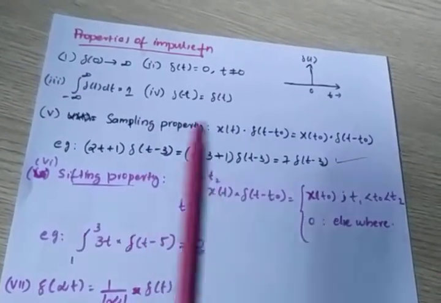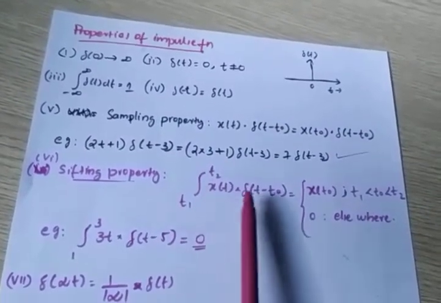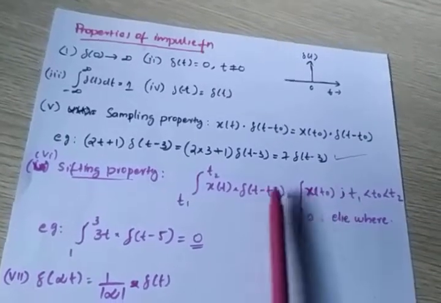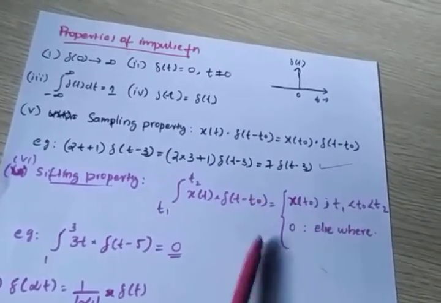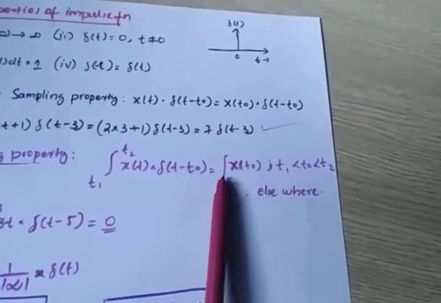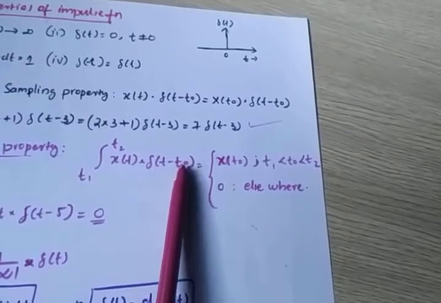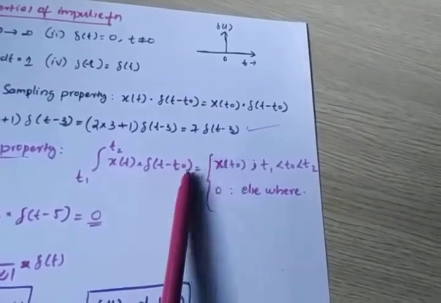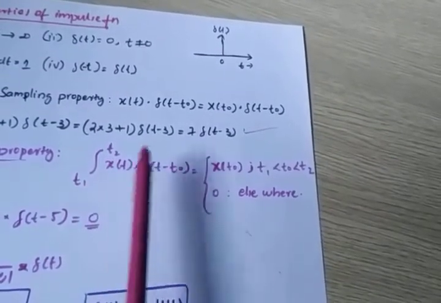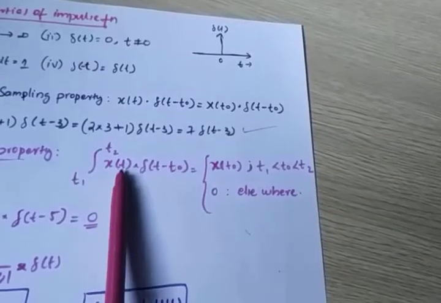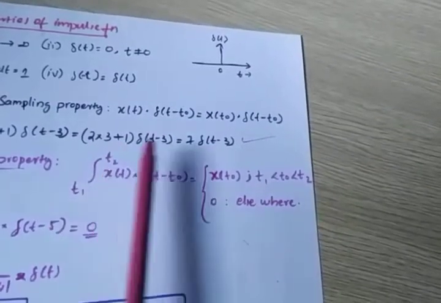Another one is the shifting property. What is the shifting property? Integral from t1 to t2 of x of t into del of t minus t naught equals x of t naught, for t naught greater than t1 and less than t2, and 0 elsewhere. That means you have to check the value of t naught and whether it lies between t1 and t2. If it does, then t is replaced by t naught. Otherwise, if this value is not lying in between these two limits, then the entire value is 0.